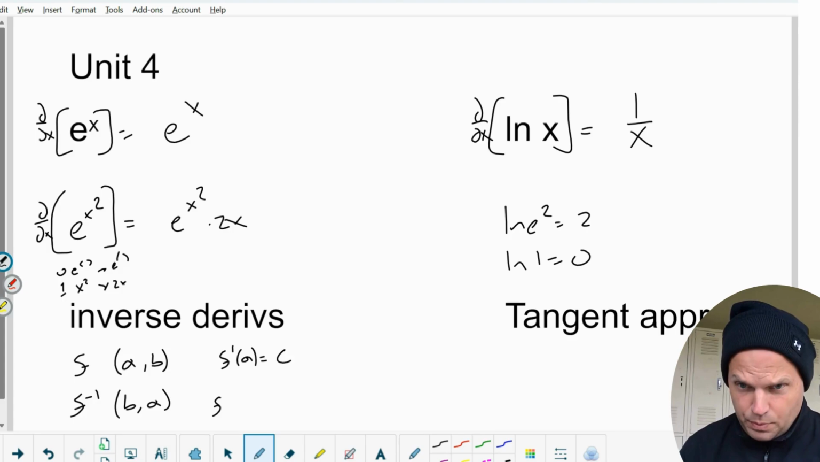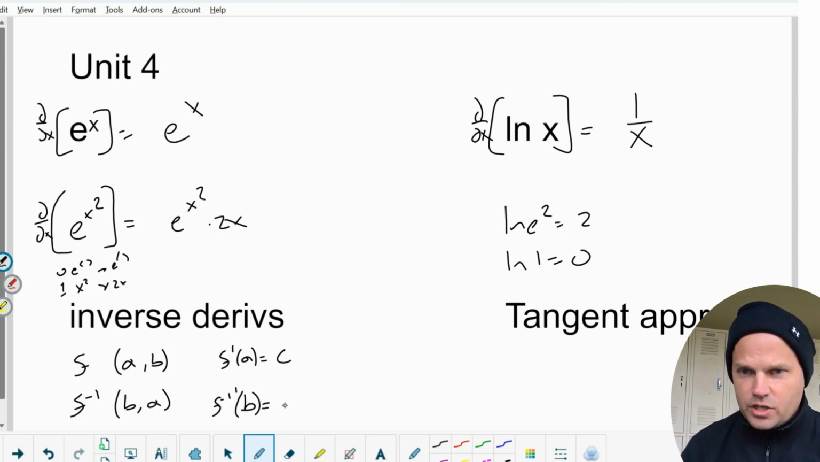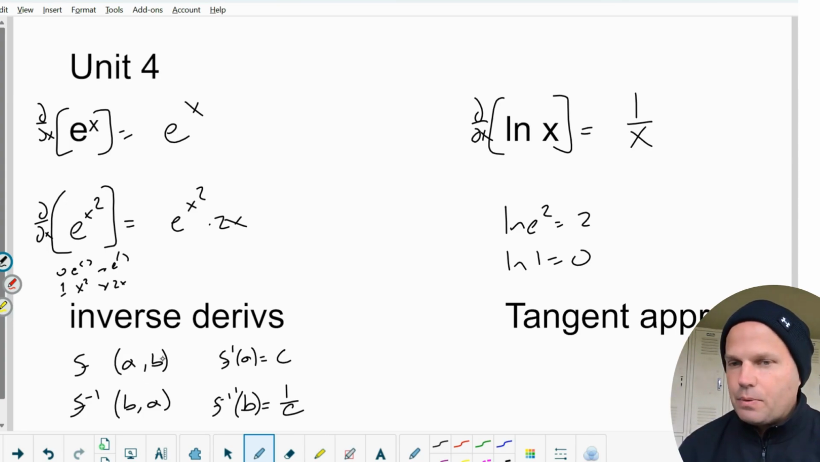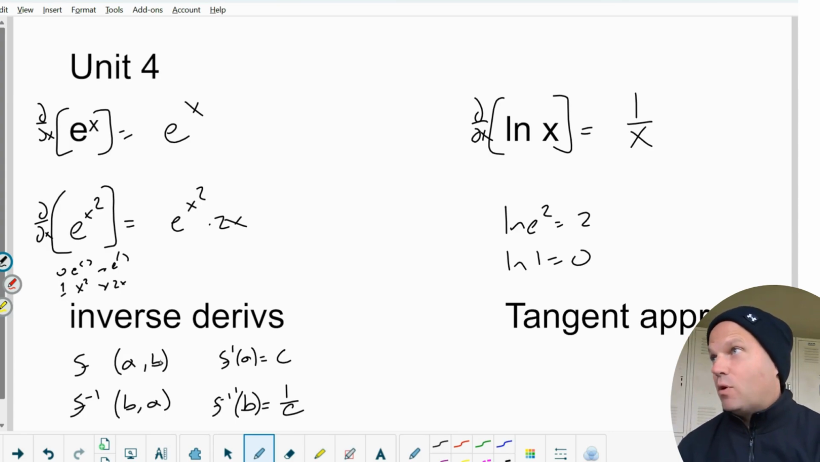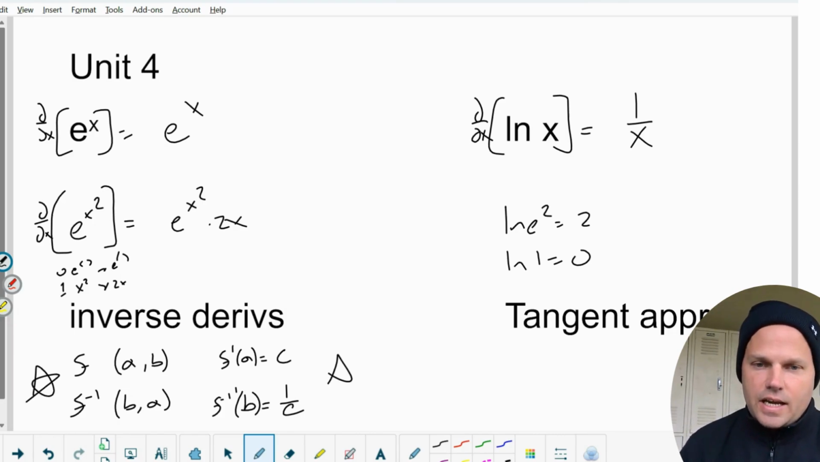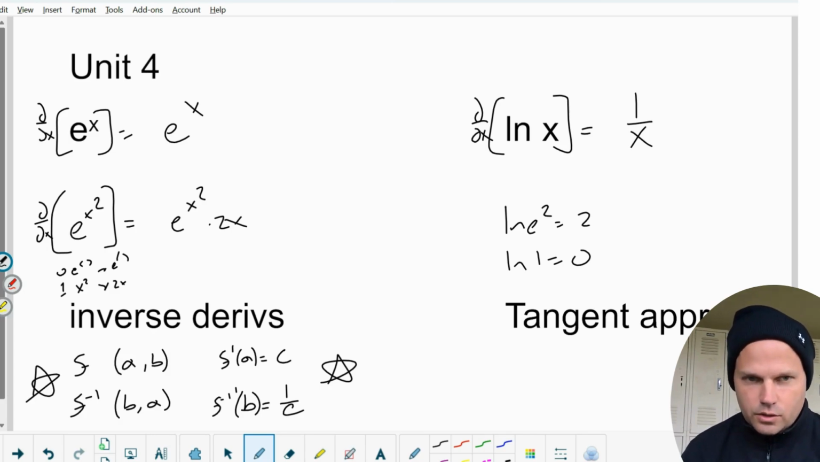And the slope of the inverse at this point, where the x coordinate is b, would be the reciprocal of the slope at a. So the slope of the inverse is the reciprocal of the slope of the original at the y coordinate that it corresponds with. Anyways, just remember this, and that leads you to glory.